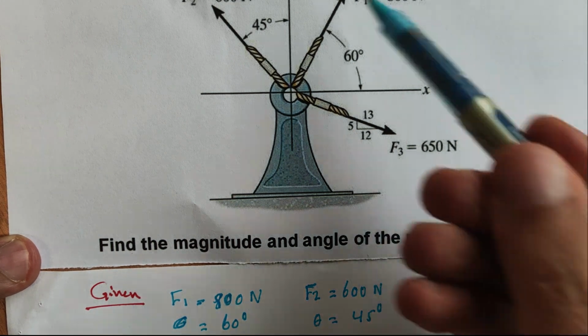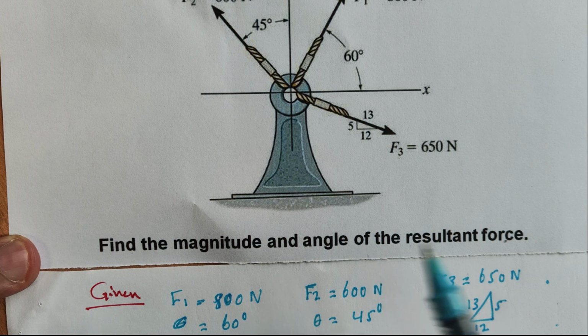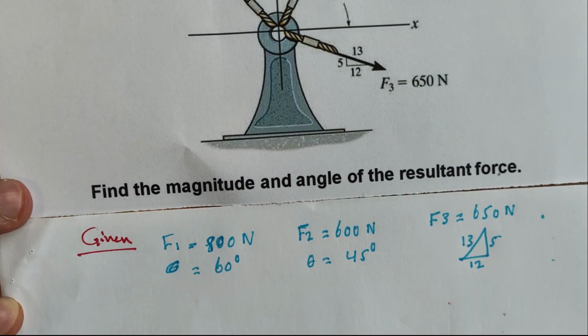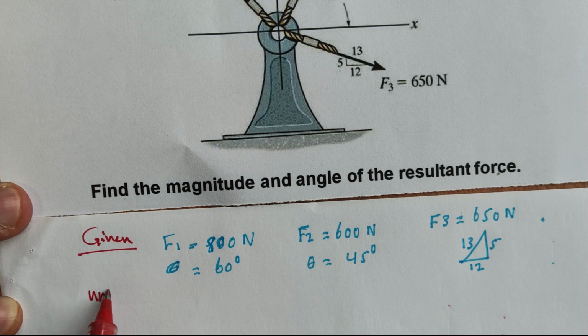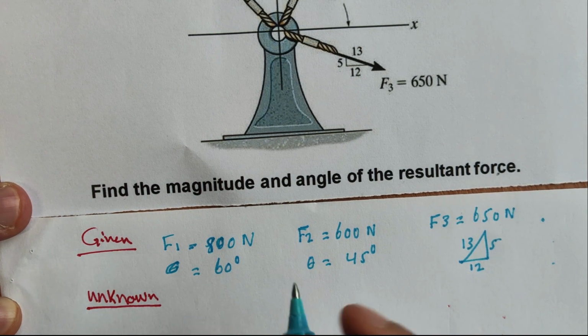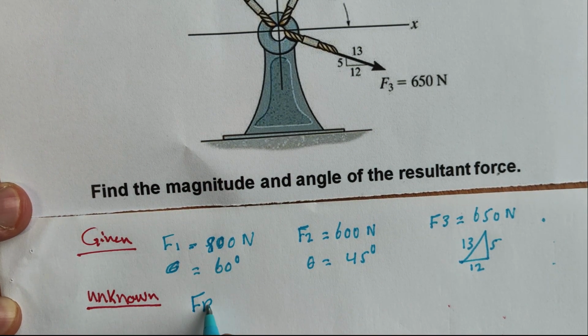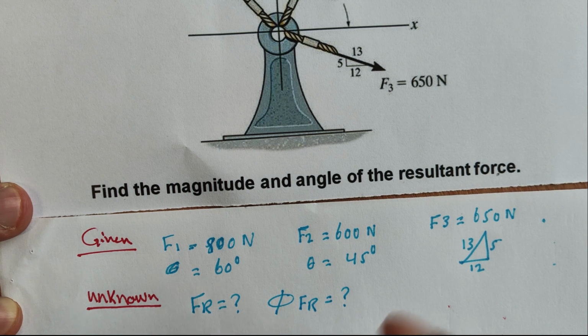Now since we have all of this information written down, we also need to specify what is unknown. What is needed is the resultant force Fr, and also phi. Phi is the direction of the resultant force, which is also needed.